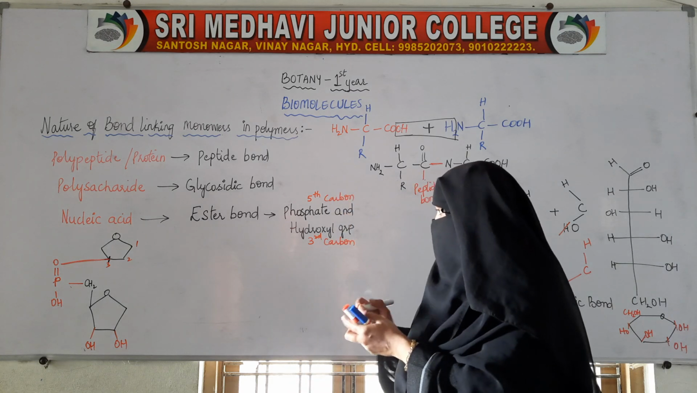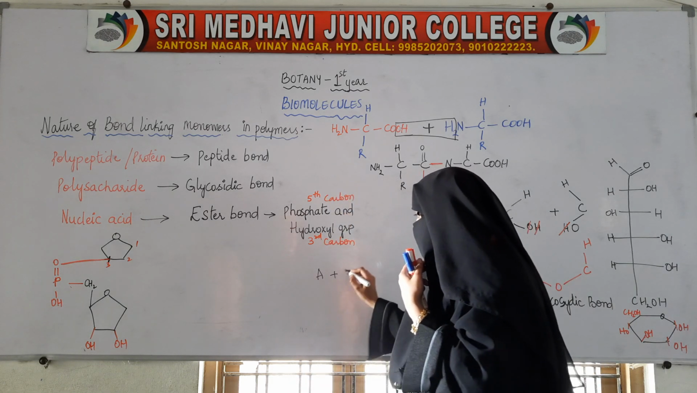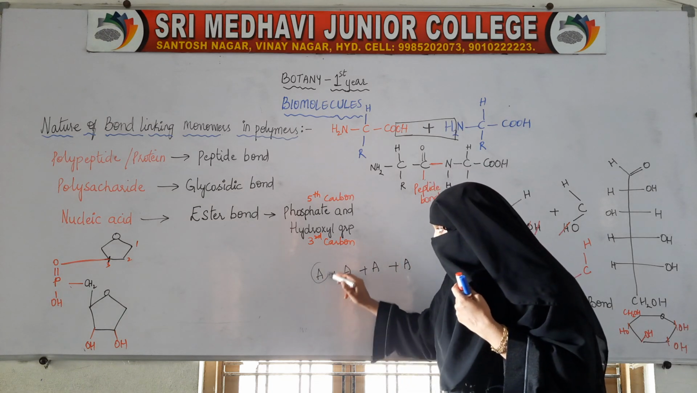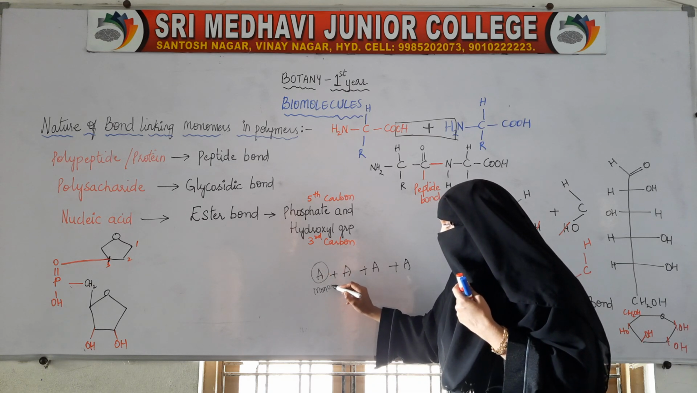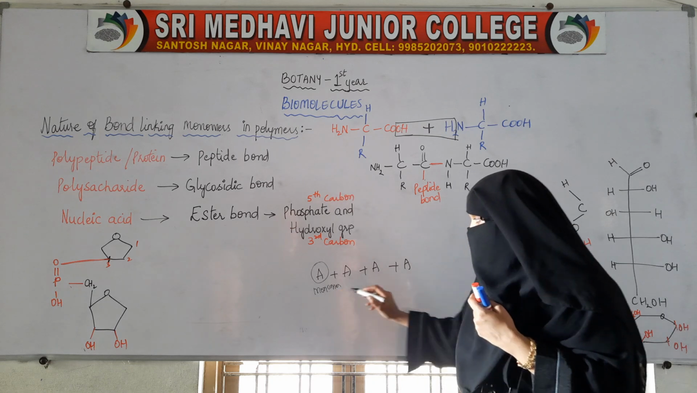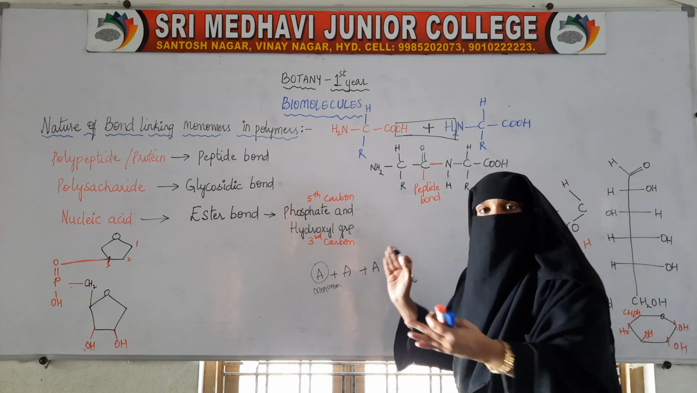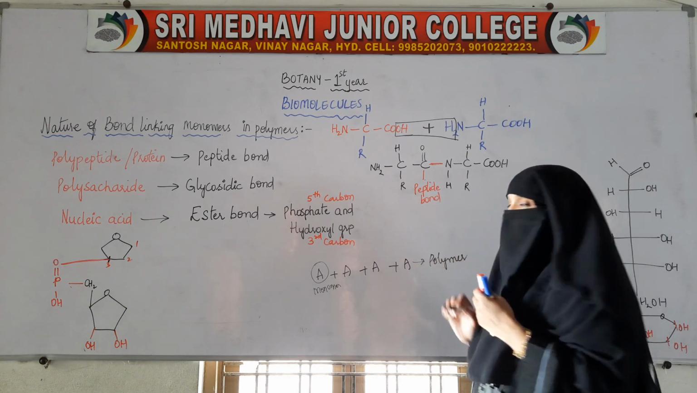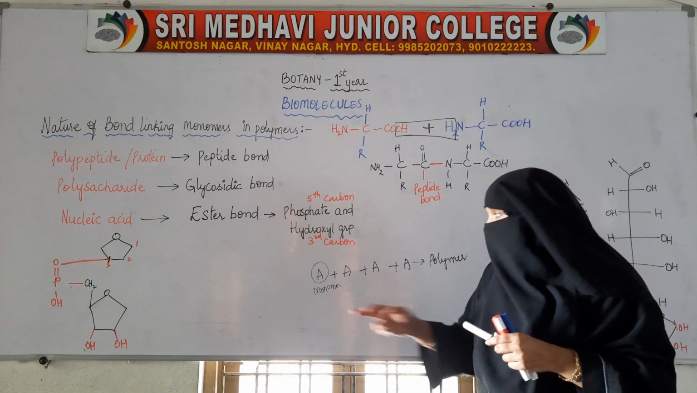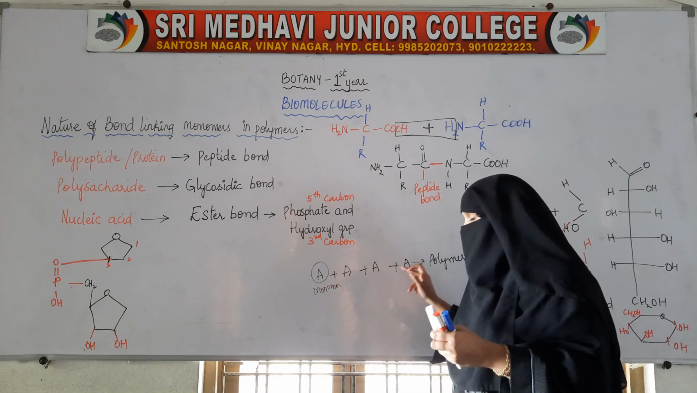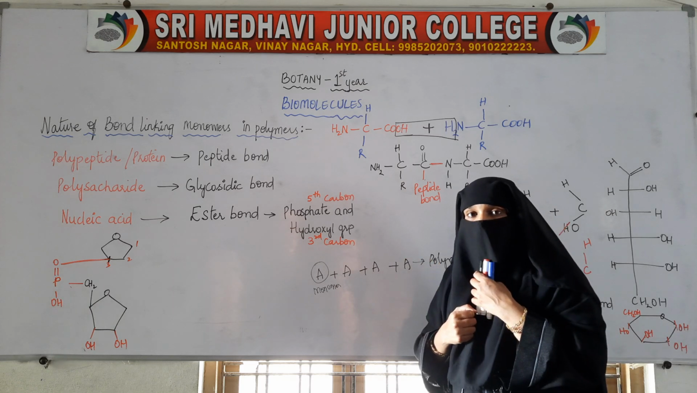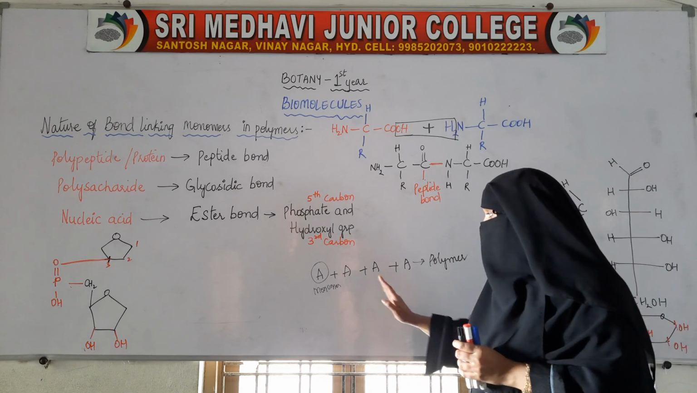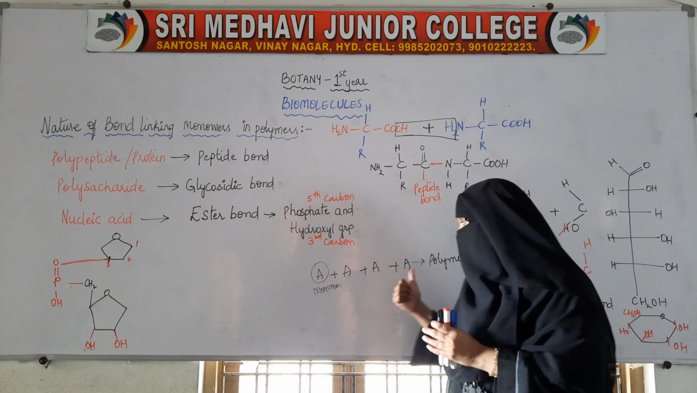Take this small unit, this small unit, this small unit. These small units are called monomers. This one monomer, another monomer, like this many monomers join together, we form a polymer. Poly means many, mono means one; small units joining together to make a big molecule, that is a polymer. So we said that monomers combine to form polymers.